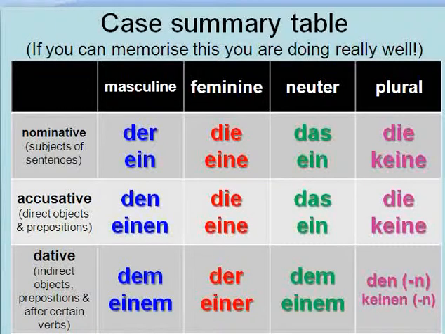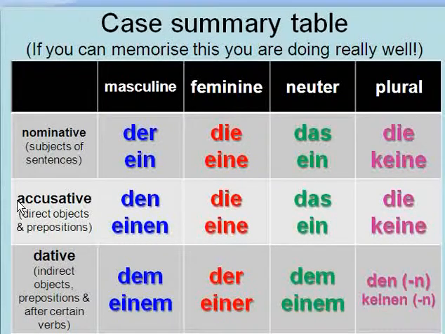Just to go over the case summary table again. You probably have seen this a million times already. It's just going through the nominative, accusative and dative cases for you again. Nominative, as you know, is used when you have the subject of a sentence. So for masculine nouns, the definite article is der, the indefinite article is ein. For feminine nouns, the definite article is die and the indefinite article is eine. Neuter nouns are das and ein, and for plurals, you use die and keine.